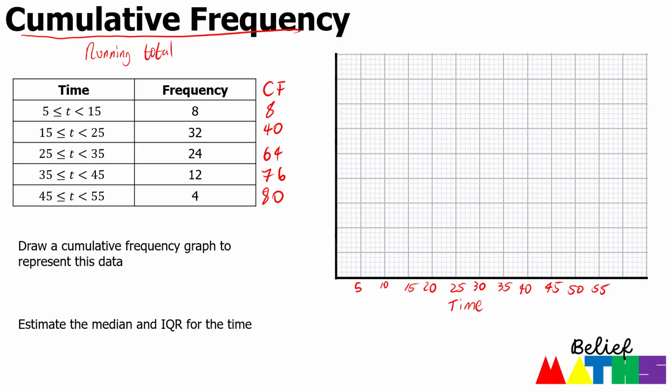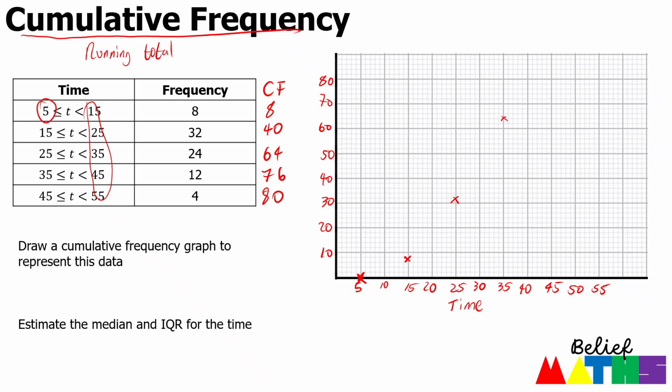So I think this will work if we just go 10, 20, 30, 40, 50, 60, 70, and 80. And every little box then is worth 2 for us. Now, we're going to start our graph at 5, because 5 is our first value, so that's where we start on our x-axis. And then we're going to plot the upper bounds with our cumulative frequency. So at 15, we're going to go up to 8, which is here. At 25, we're going to go up to 32, which is here. At 35, we're going to go up to 64.